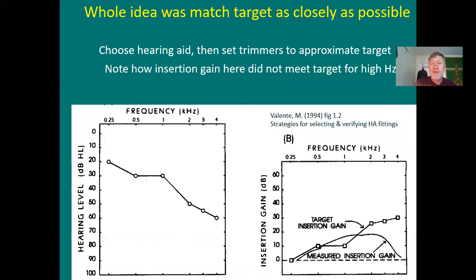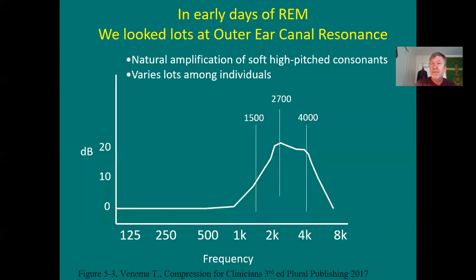Now, note here how the insertion gain did not meet target. Look at the hearing loss on the left, and you can see your target. It's always easy to recognize the target because it's always the flatter lines. The rounded stuff is the hearing aid. So here's my measured insertion gain, and in this case, it's above target in the mids, below target in the highs. You'd want to go into that hearing aid and increase its treble gain to best match the targets.